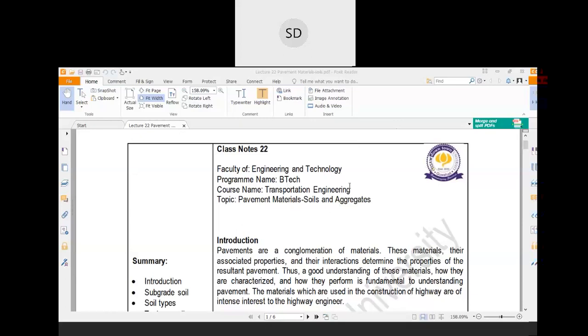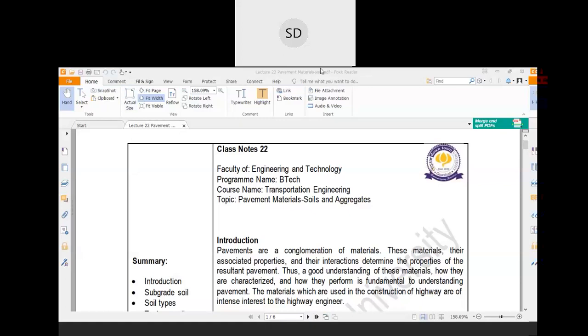Now, in this class, we'll discuss soils and aggregates as pavement materials and the different tests associated with soils and aggregates to know their suitability as a pavement material. Before starting with pavement materials, let us discuss the different layers of flexible pavement.